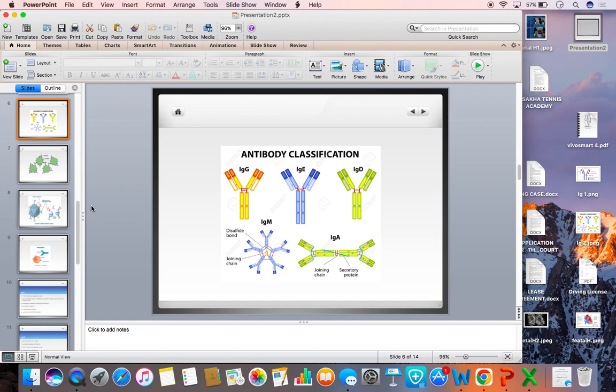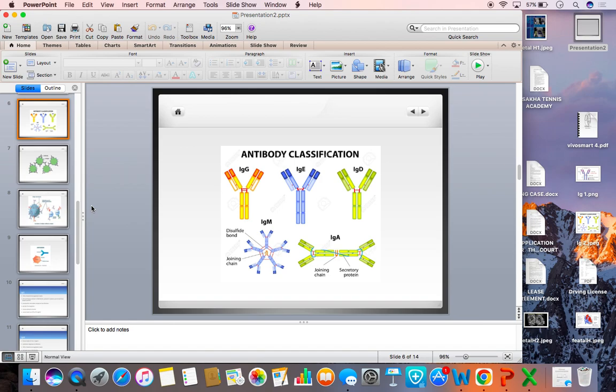So you look at the antibody classification. In this picture, there is IgG, which is a monomer. But IgE is again a monomer because these immunoglobulins have got this single unit of immunoglobulin. That is a pair of heavy chains and a pair of light chains. IgD is also a monomer. IgA is a dimer.